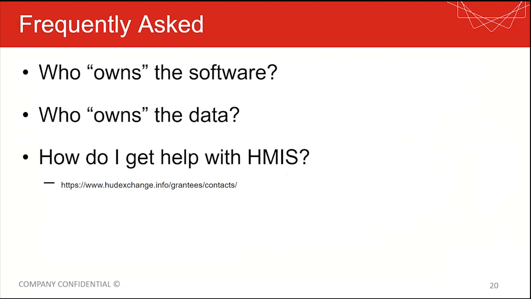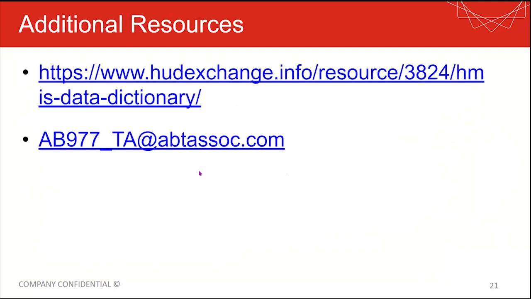How do I get help? HUD tries to maintain a contact list. At the address below, you can reach us at hudexchange.info/grantees/contacts. Need additional resources? You can also contact us at the email ab977_ta@abtassoc.com. Also, here is a link to the very helpful data dictionary to get to know more about HMIS data.